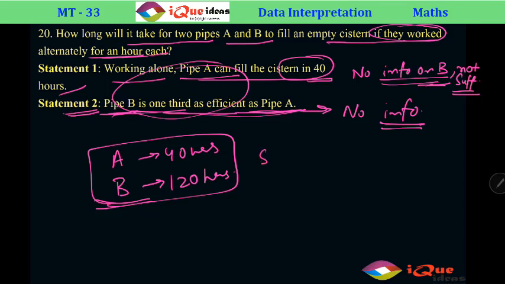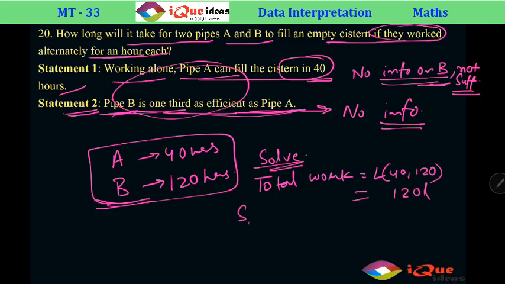For that we'll have to solve. Okay. So solve properly. Let's assume that the total work, we have done it in time and work also. Total work is LCM of times. LCM of 40 and 120. Now what is LCM of 40 and 120? It is 120, let's say liters. So speed of A will be 120 by 40. That is 3 liters per hour. And similarly, speed of B will be 120 by 120, which is equal to 1 liter per hour.